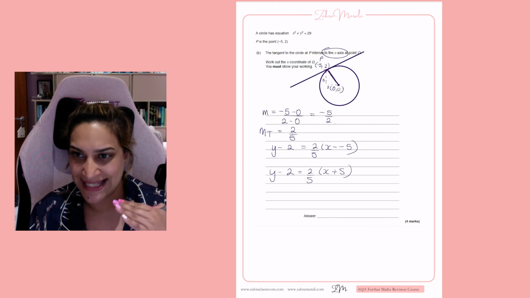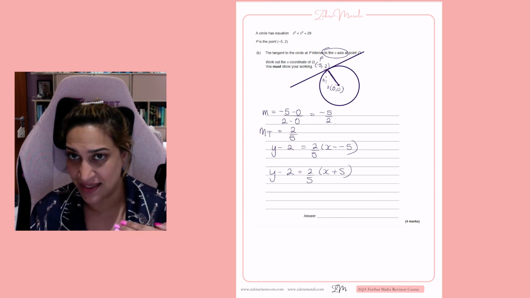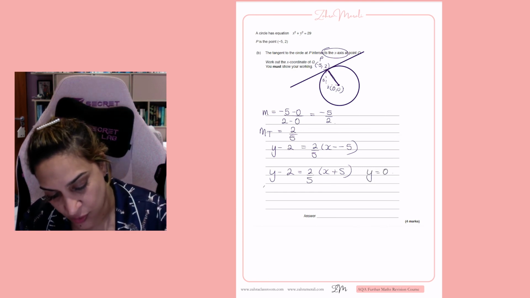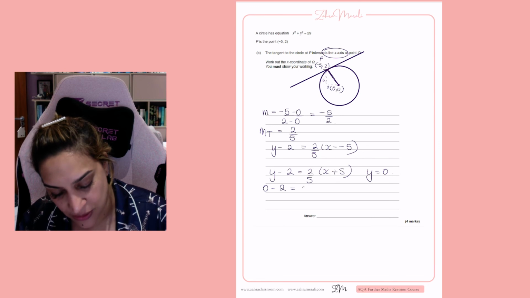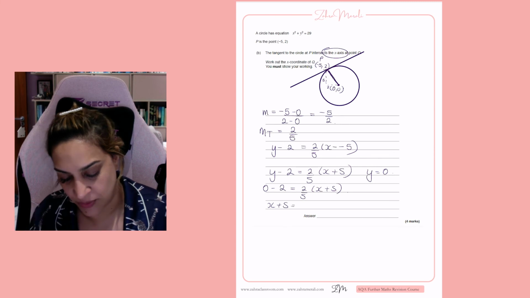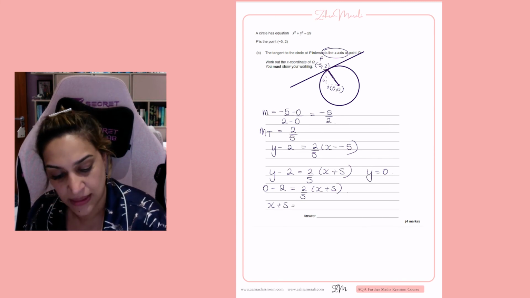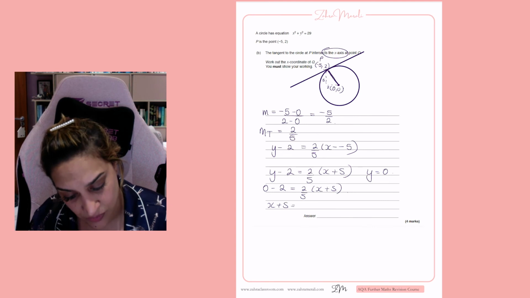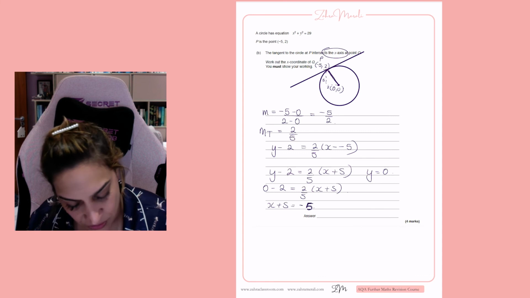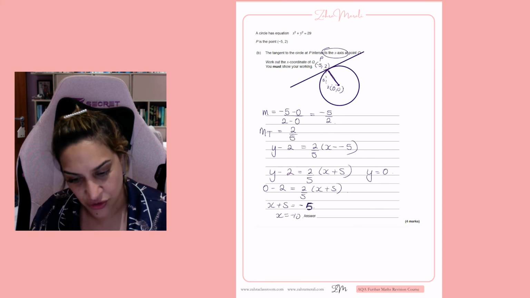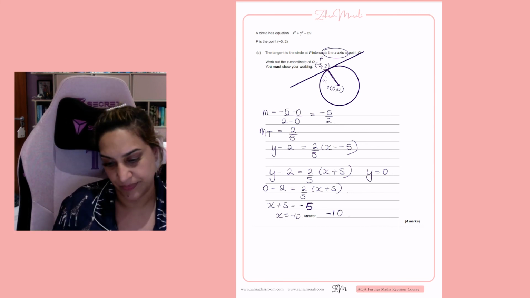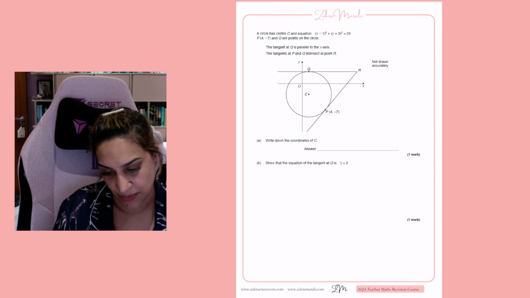So it intersects the x-axis when y equals 0. So when y is 0, we get 0 minus 2 equals 2/5 x plus 5. So x plus 5 equals -2 times 5 divided by 2, so -5. So x equals -10. So your x coordinate will be -10. Okay, let's have a look at the next one.